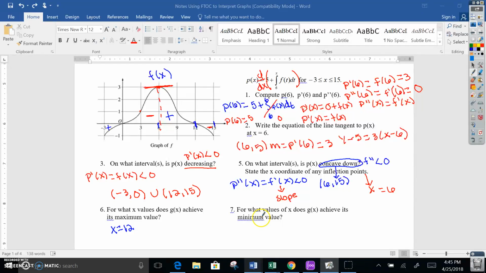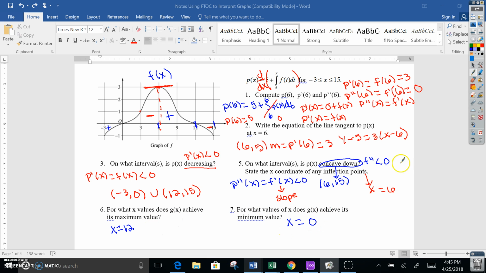And the minimum value, which is the least positive area or the most negative area, is going to happen when I go to the left, but I have to stop at 0. If I keep going, it's actually going to cancel some of that negative out, and it makes it a number that's less negative. That sounds funny. Anyway, so x equals 0 is the x value where I get my minimum.